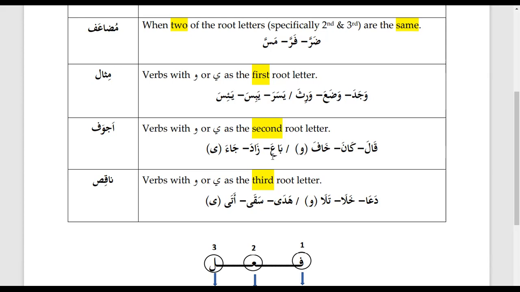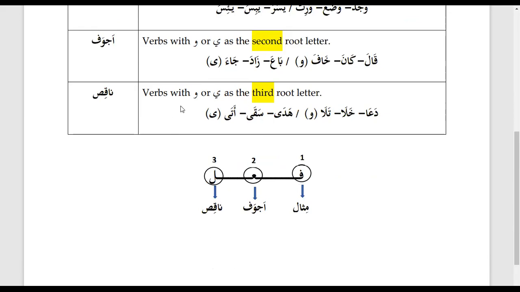And then we have ba'a, that means to sell. So ba'a has ya as the second root letter, so this is basically ba, ya, and because of fatha, it changed into alif. Ya changed into alif, and it became ba'a. And then we have zada. We have learned about zada as well. It's basically za, ya, dal. And ja'a is also used a lot, which is ja, ya, hamza, ja'a. So these are the ones that have waw or ya as the second root letter.